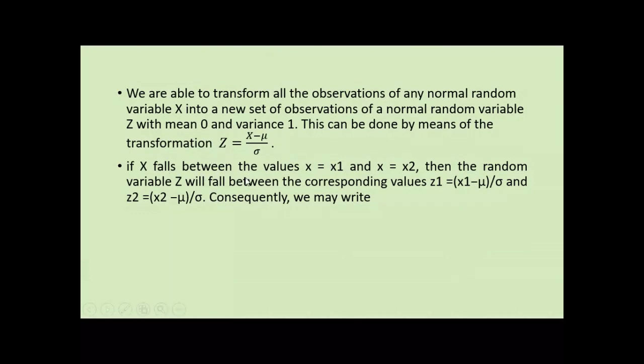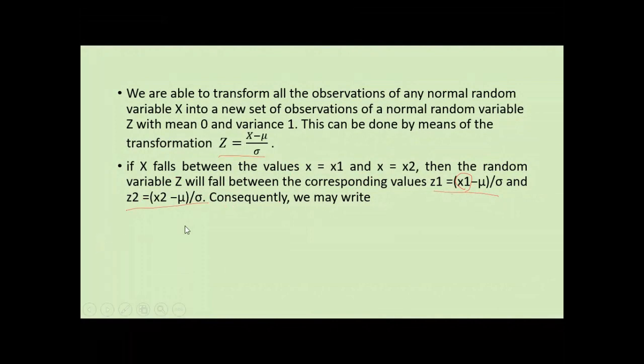If x falls between the values x1 and x2, then the new random variable z will fall between z1 and z2. z1 can be found by using the same formula given here, this is finding z1 using x1, and this is finding z2 by using x2.